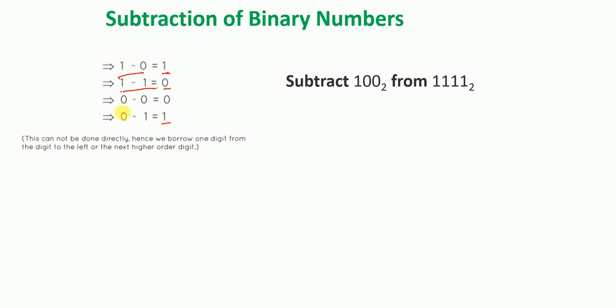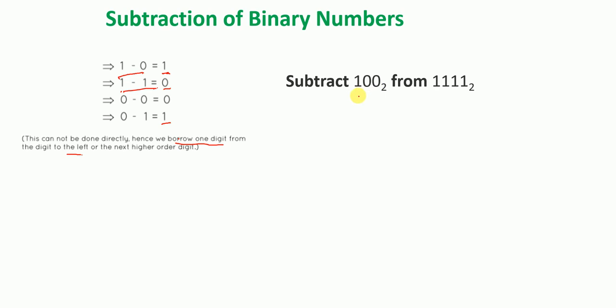But we cannot simply do 0 minus 1. Therefore we have to borrow 1 digit from the digit to the left, because we cannot simply do 0 minus 1 and write 1. So this is the rule for the subtraction of binary numbers. We will solve one example, and I will explain how to use this rule in a real example.